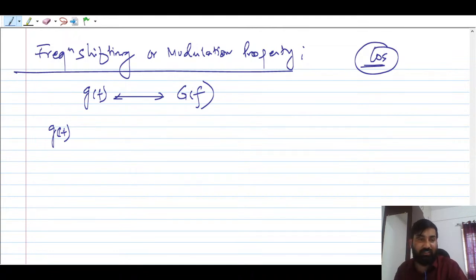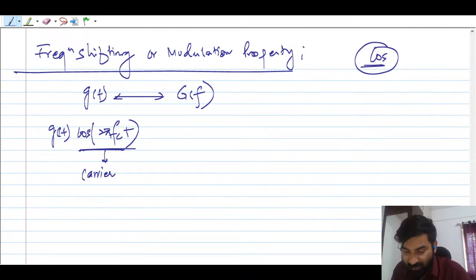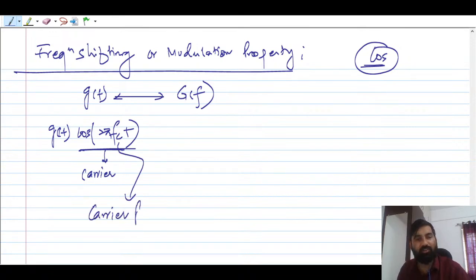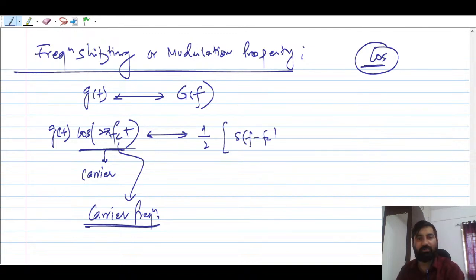So g(t) times cos 2 pi fc t, where fc is nothing but the carrier frequency. If you multiply this, what will happen in the frequency domain? It will be 1 by 2 times delta(f minus fc) plus delta(f plus fc).